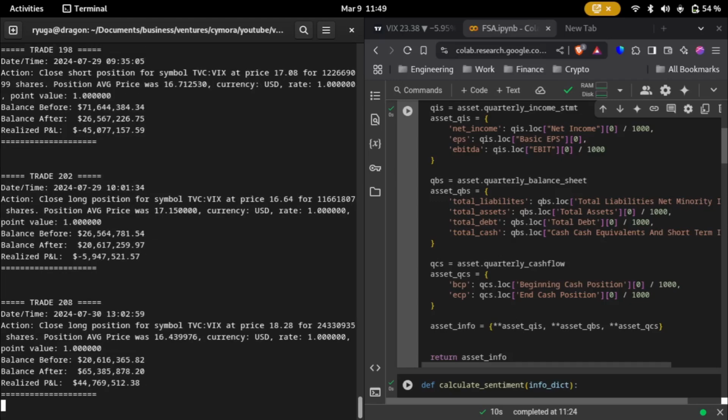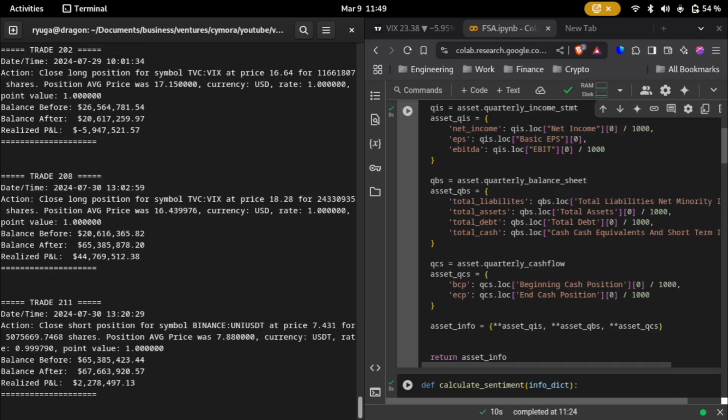So let's go up. As you can see, I close a long position for the VIX. I start changing my strategy, and it brings my account back up with a realized profit and loss of $44 million. Now remember that none of this money is real. This is all paper trading. This is all theoretical. I do calculate the commissions, and I do calculate taxes.